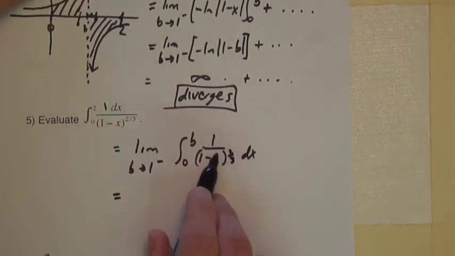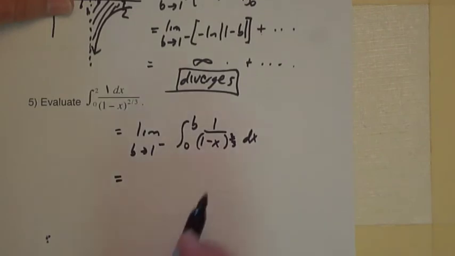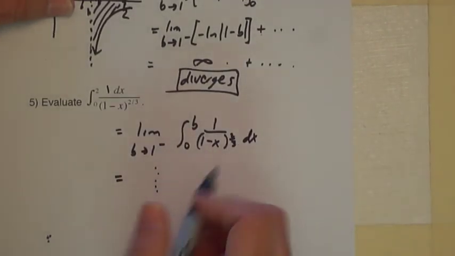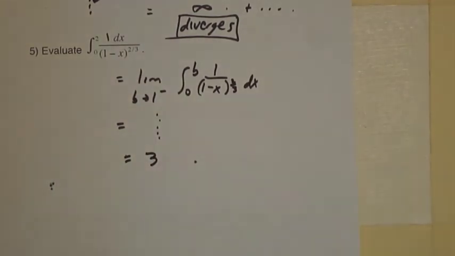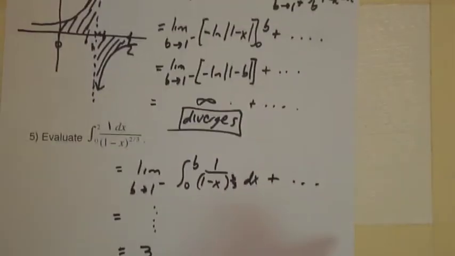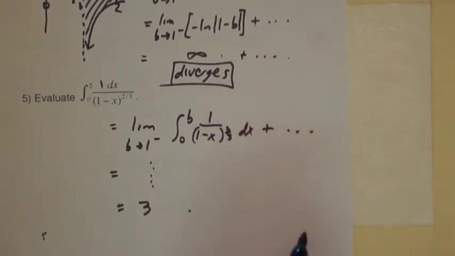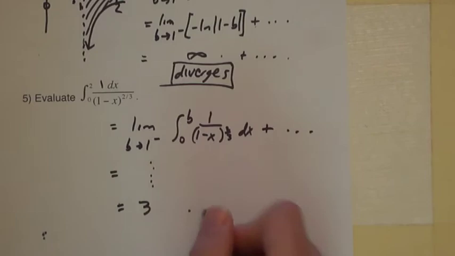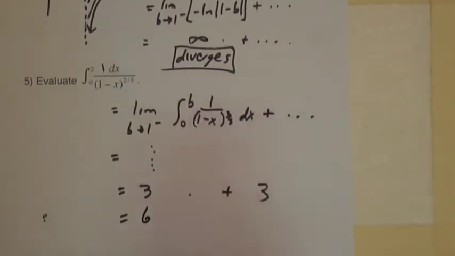And when you do this integral carefully, it's not going to be a natural log. You'll have to take my word for it or do it yourself to confirm that it comes out to be 3. And then the other side of it, the area from b to 2 in the limit also becomes 3. So you end up with 3 plus 3, which is 6.